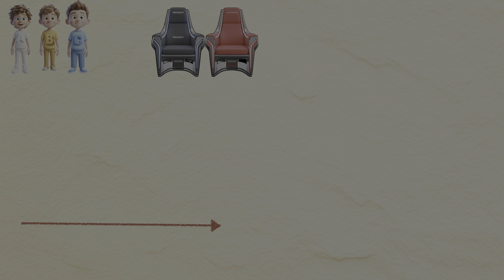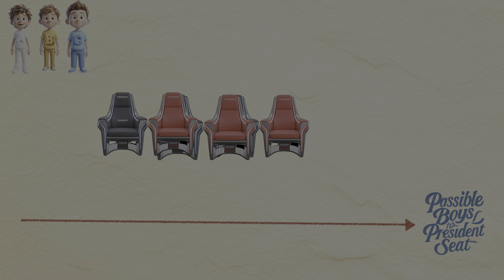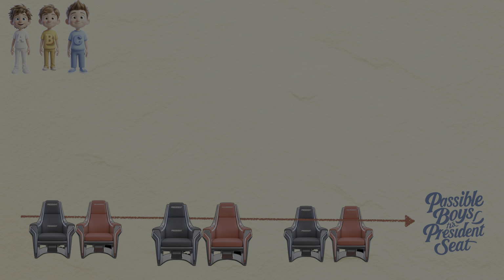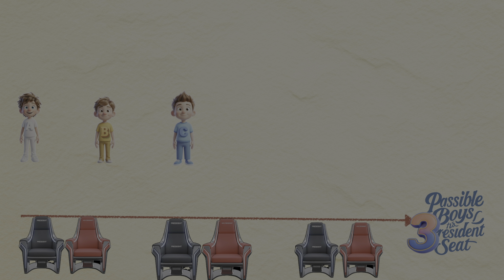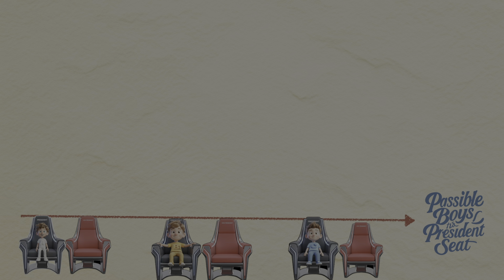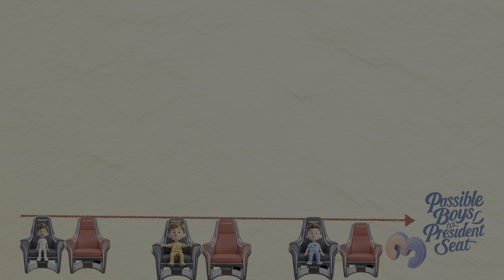We place the three pairs of chairs along the x-axis as there are three possible boys to seat in the president's chair. Then, we show each respective boy sitting in the president's chair. This means that either A, B or C can sit in the president's seat, giving us three possible choices for the president's chair.